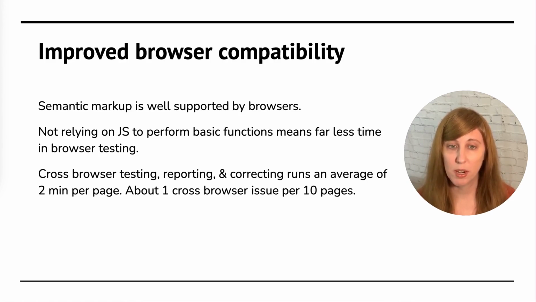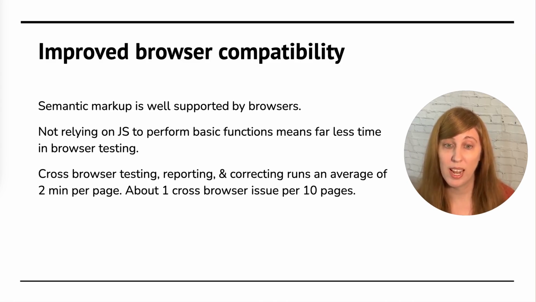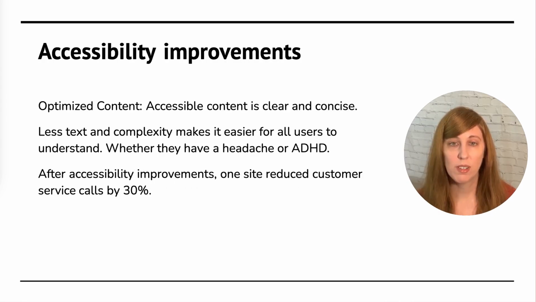Another aspect of accessible websites is improved browser compatibility. By using semantic markup, you are using markup that is well supported by the browser. That means it does the work for you, and you don't have to write a whole bunch of extra JavaScript to perform these basic functions. This saves a lot of time in testing. Generally speaking, when you're testing a much more accessible website, cross-browser testing, including reporting and correcting, runs an average of about 2 minutes per page. I encounter about 1 cross-browser issue per 10 pages.